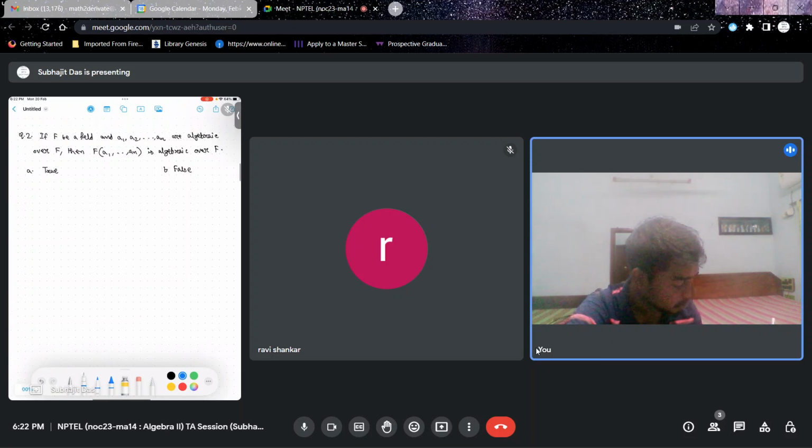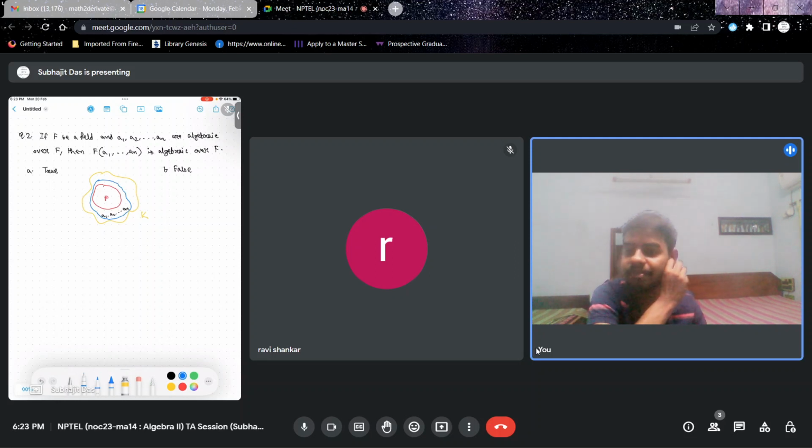So if you want a picture of this, in case you are not comfortable with what adjoining elements or adjoining sets means, the picture is roughly this. So this is your F, and this is your extension K, and suppose in the extension K you have some elements A1, A2 up to AN. F adjoin A1 up to AN means the smallest subfield which contains both F as well as A1 up to AN. I hope that you have seen this in the lectures. It has been covered, I believe.